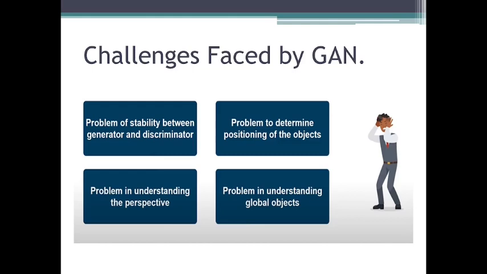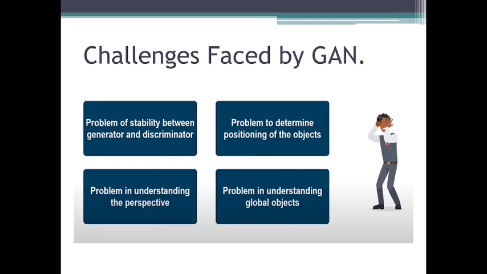The next challenge is 3D perspective trouble. GAN is not able to understand perspective, so it will often give a flat image for a 3D object. That is one more challenge we face with GAN. GAN also has a problem of understanding the global object, and it cannot generate or understand holistic structure. If we are talking about trees or flowers, that's the problem with GAN.